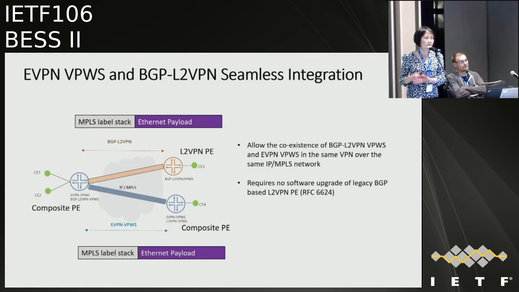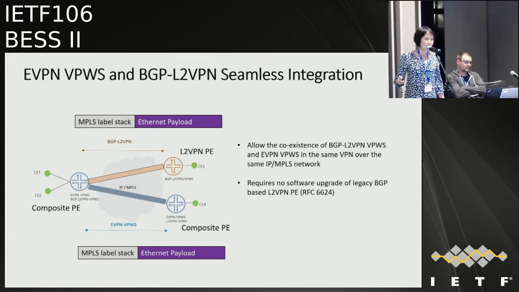But for the composite PE, they will run both control plane signaling processes. For backward compatibility, they run BGP-based layer 2 VPN control plane signaling, and at the same time run EVPN VPWS-based signaling. There is no change to the control plane protocol on both sides. The hybrid PE needs to do both, and so it's always backward compatible.